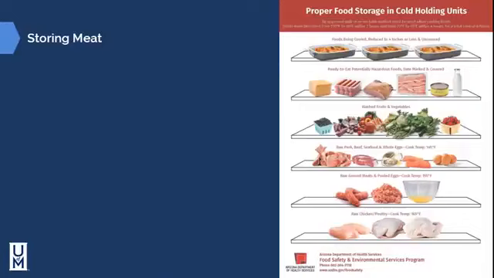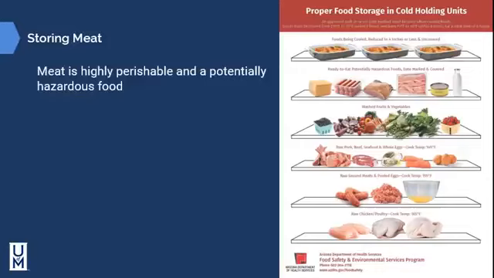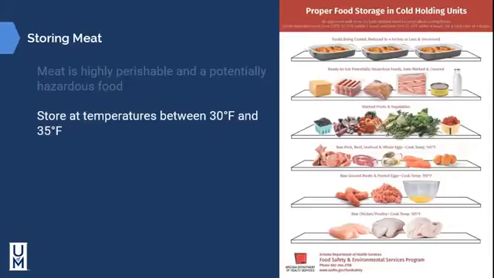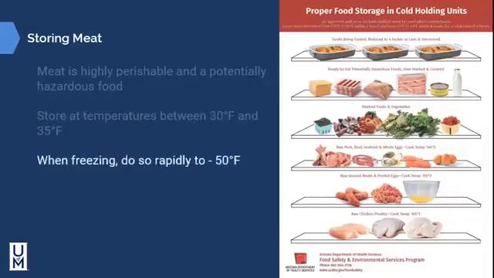When storing meat, there are special provisions that have to be taken into consideration. Meat is highly perishable and is a potentially hazardous food. We want to store at temperatures between 30 degrees Fahrenheit and 35 degrees Fahrenheit in the coldest parts of your refrigeration units. When freezing, do so rapidly to minus 50 degrees Fahrenheit if possible. This is accomplished by using a blast chiller or by reducing the amount that you're putting in at one given time to make sure that it's freezing in smaller portions so it'll freeze much quicker.